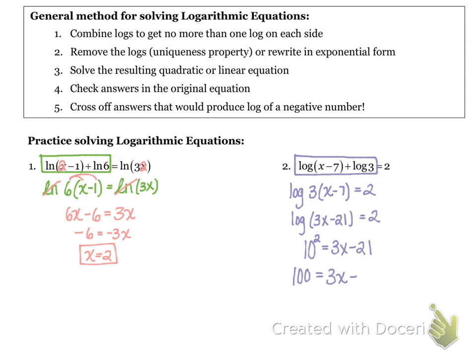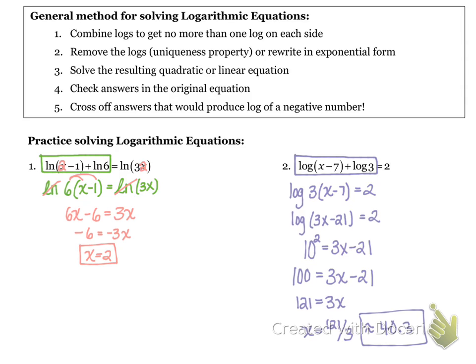And then our next step is to add 21 to both sides, so we get 121 equal to 3x, and we divide by 3. It doesn't simplify, so we get 121 divided by 3. Now, for the sake of checking, I'm going to change this into a decimal. As your teacher, I want the exact answer, so leave it as the fraction, but for the sake of checking, I know that 121 over 3 is about 40.